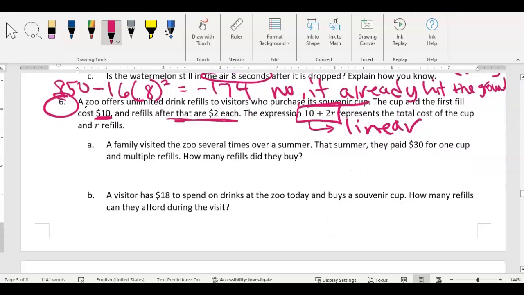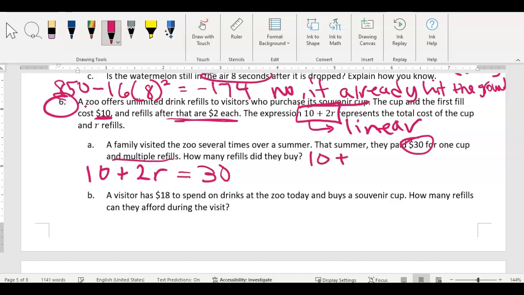So a family visited this zoo several times over a summer. That summer they paid $30 for one cup and multiple refills. How many refills did they buy? So our expression is 10 plus 2r. We're trying to find the number of refills, which is represented by r, and we know they spent a total of 30. So now I can solve for r by using my inverse operation.